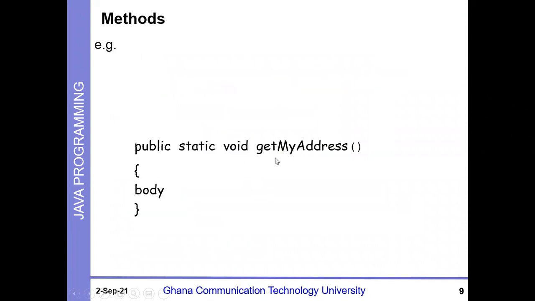So if I have this example here, if I write public static void get my address. Now, the first thing there, public, again, like we said, is the access modifier. So when we say it's public, it means it's publicly accessible. So I can create a method and make it public. Now, if you make it private, what it means is that you can use it within that class, but it will not be accessible from another class.